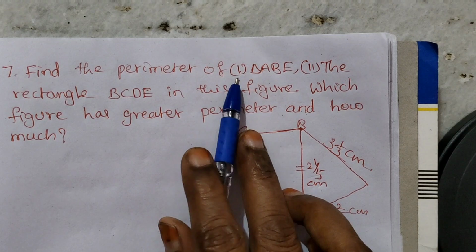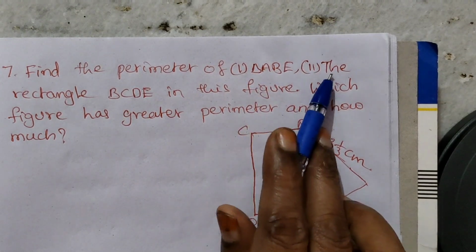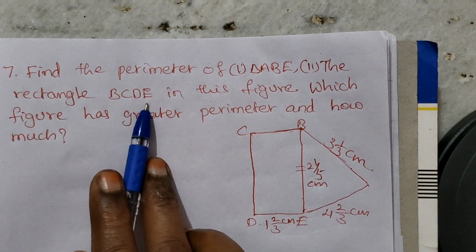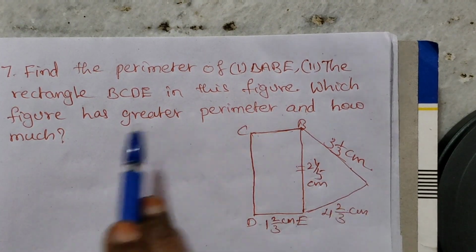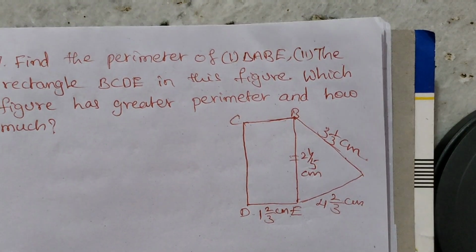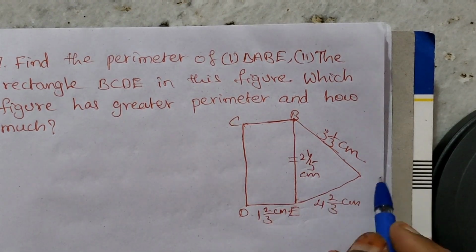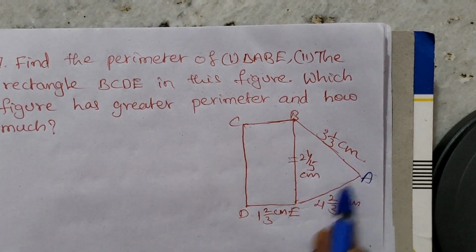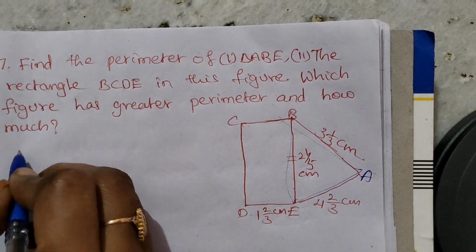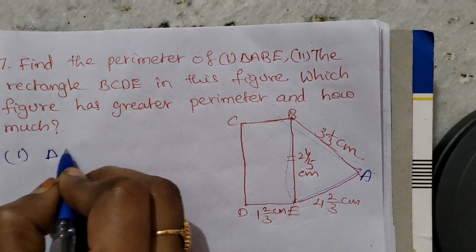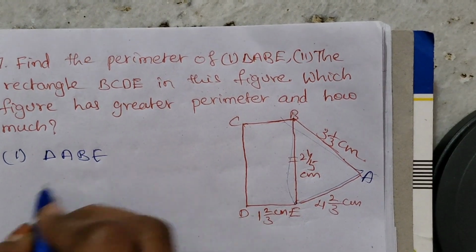Seventh question is: find the perimeter of triangle ABE and the rectangle BCDE in this figure. Which figure has greater perimeter and how much? Triangle ABE, this is the triangle ABE. First, I'll find out the perimeter of triangle ABE.